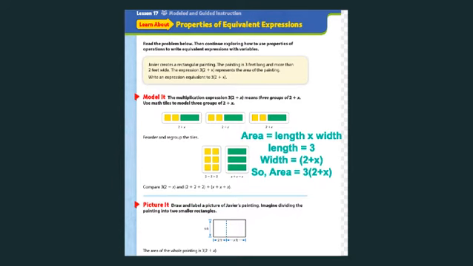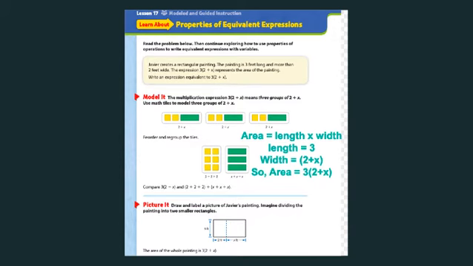Javier creates a rectangular painting. The painting is 3 feet long and more than 2 feet wide. The expression, right up here, 3 times 2 plus x, represents the area of the painting. So I put down here just to remind you that area equals length times width. The length is 3. The width is 2. It says here it's more than 2 feet wide.